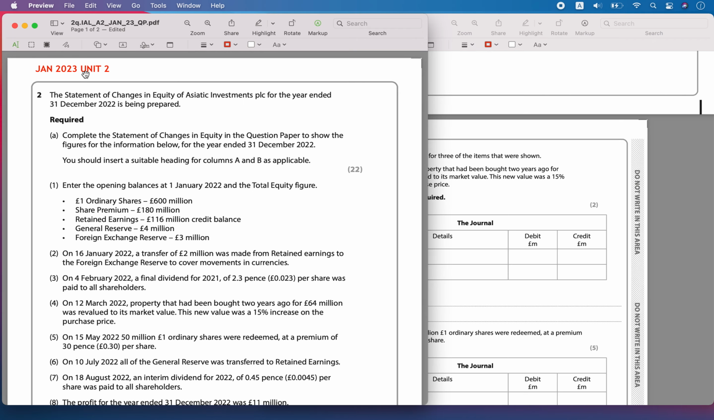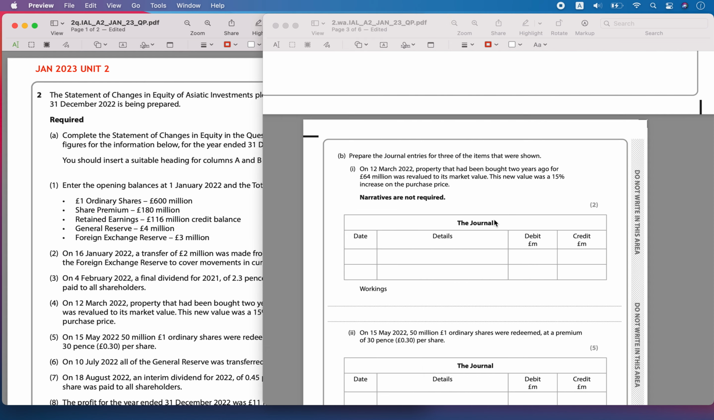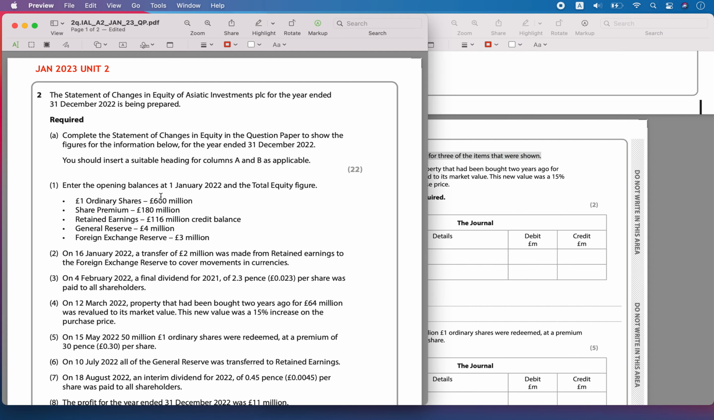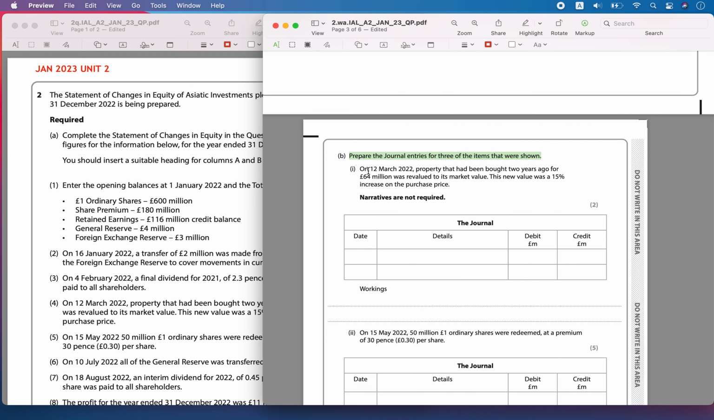So, hello, today we are solving Jan 2023 Unit 2, question number 2, part B. Prepare the journal entries for three of the items that were shown in part A of the question.